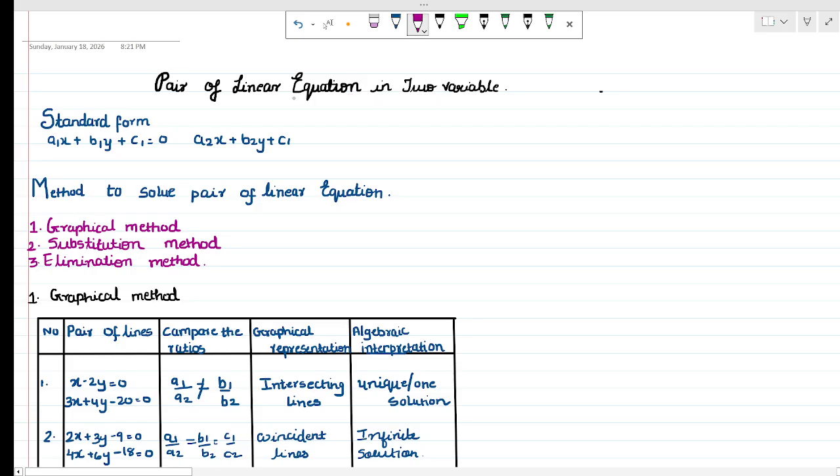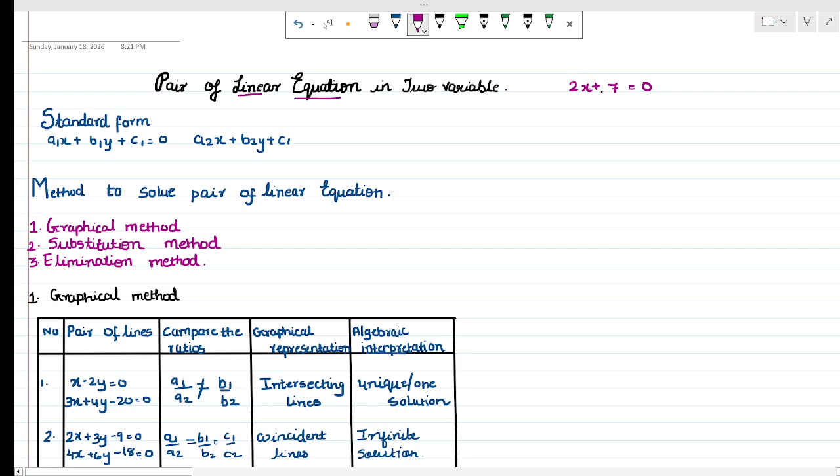Our today's topic is pair of linear equations in two variables. So let's start first with the word equation. Equation means if I am writing 2x plus 7 is equal to 0, that means this is my equation where x is the variable, 2 is my coefficient and 7 is my constant term.